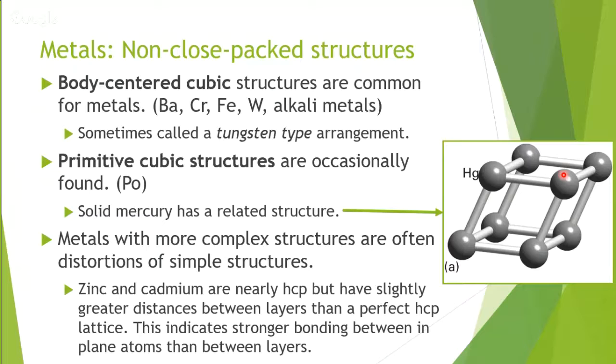Sometimes we have metals that have more complex structures, but they're really distortions of simpler structures. So zinc and cadmium, for example, as pointed out here, they are essentially hexagonal close packed, but the layers are separated a little bit. And what this suggests is that the bonding between atoms in the same layer is stronger than the bonding between atoms in different layers.